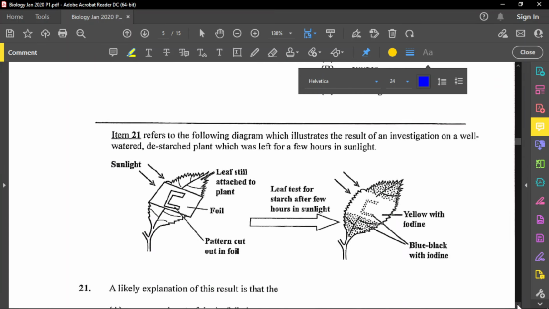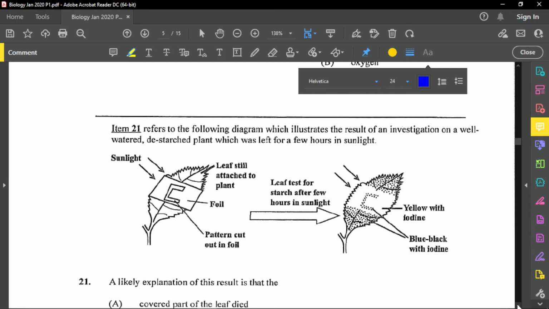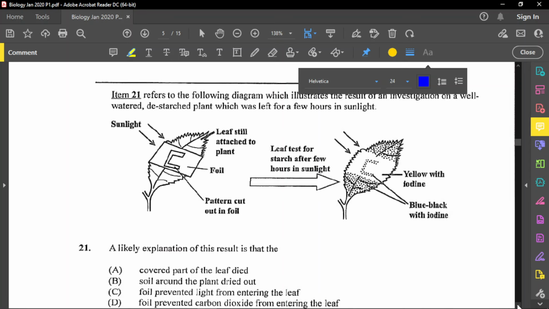Now, question number 21 is in reference to the following diagram, which illustrates the result of an investigation on a well-watered, destarched plant, which was left for a few hours in the sunlight. So it was destarched and well-watered, so it has everything to photosynthesize, but there was no starch present at first, because they destarched it. If you put it back in sunlight, then it's going to photosynthesize again. If you look at the diagram carefully, we have a foil paper with a C-shaped pattern cut out. The part that was covered with yellow iodine is present, but the other part that was uncovered turned blue-black. Now, a likely explanation for this result is what?